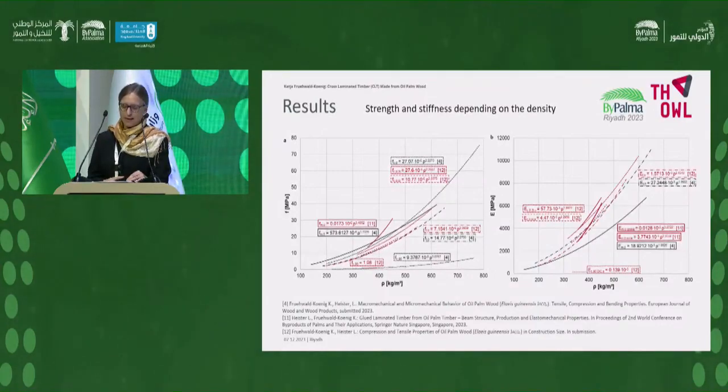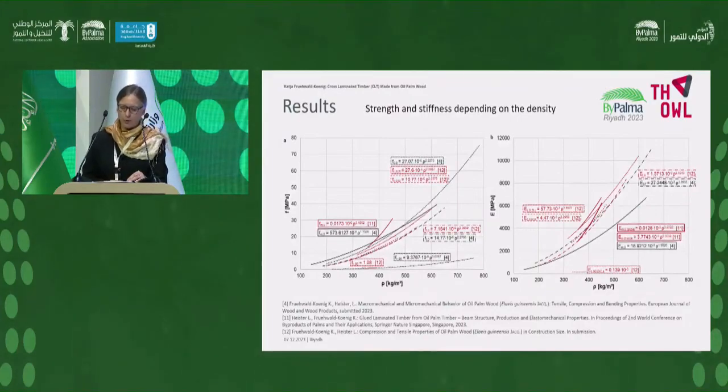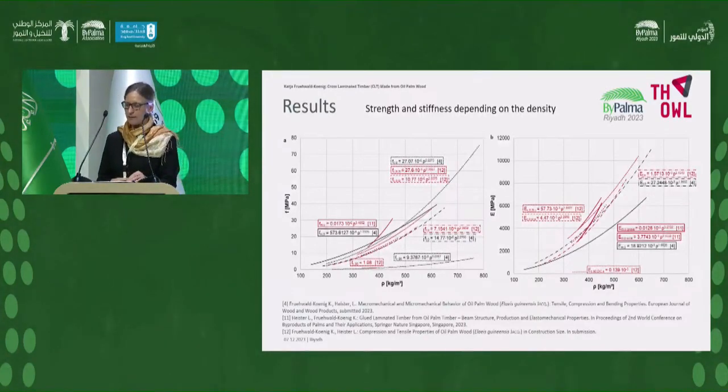For the full-size test specimens, the compressive strength parallel to the vascular bundles is only about 1.2 times the tensile strength parallel, which is much lower compared to a low-grade softwood. There we have 2.2 times. The bending strength is about 1.7 times the tensile strength, which is in the range of low-grade softwood.